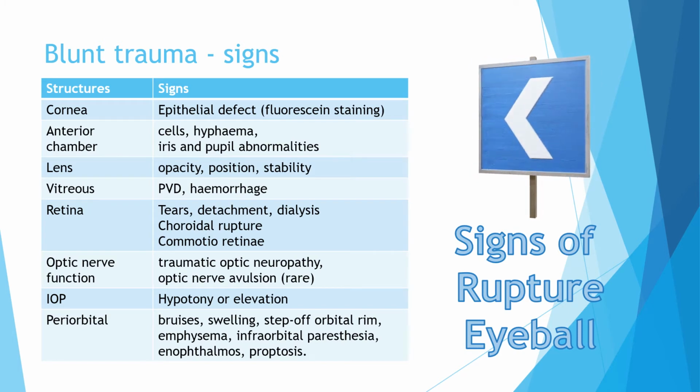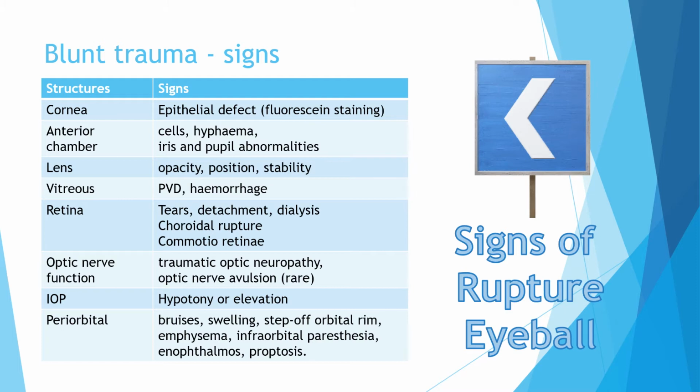Again, you don't have to swallow the whole list, just go through the anatomy. For the cornea, there could be epithelial defect. For the anterior chamber, you may see cells, hyphema. Now, if the iris is irregular, you have to be very careful about ruptured eyeball. Now, for the lens, there could be subluxation, there could be dislocation. For the vitreous, there could be posterior vitreous detachment and hemorrhage.